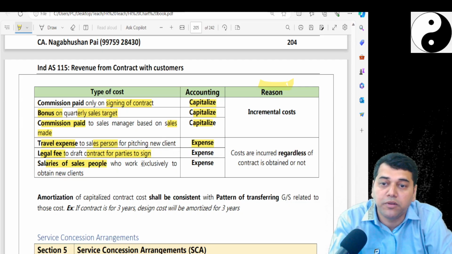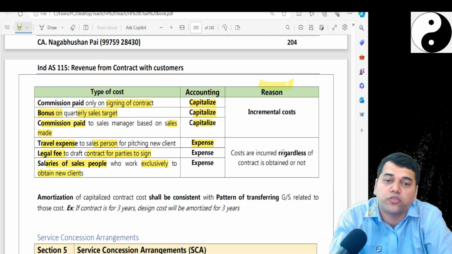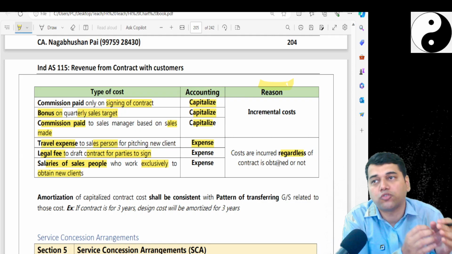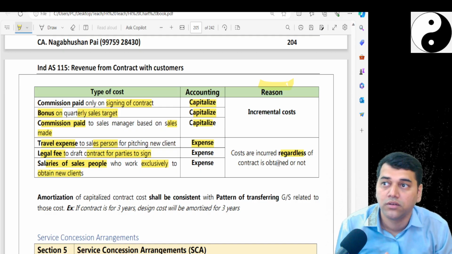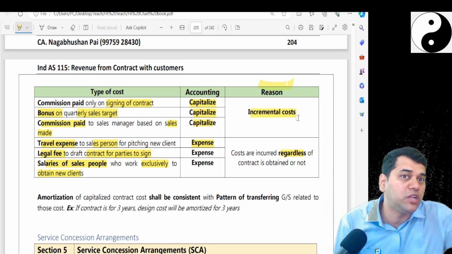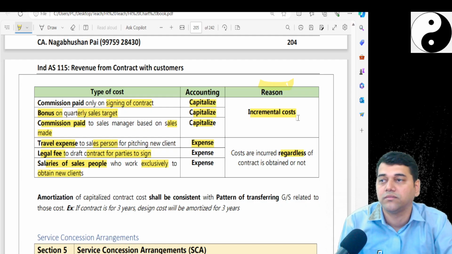Salaries of the salespeople who exclusively obtain new clients. You may get new clients or may not. Because of all these instances, in your examination, you have to write the reason that these costs are incurred regardless of whether the contract is obtained or not. And the capitalized costs are incremental costs, because we are going to incur them only because the contract is there. If the contract was not there, we would not have incurred this.